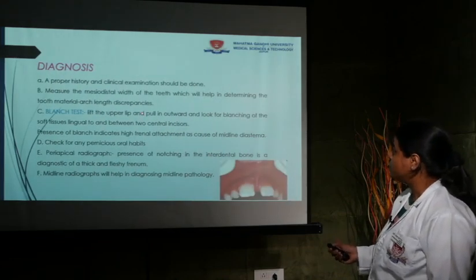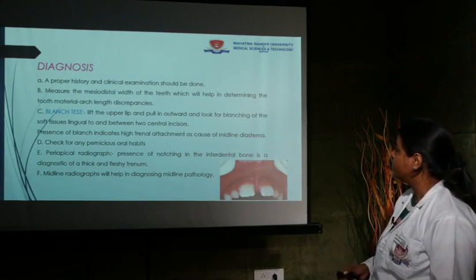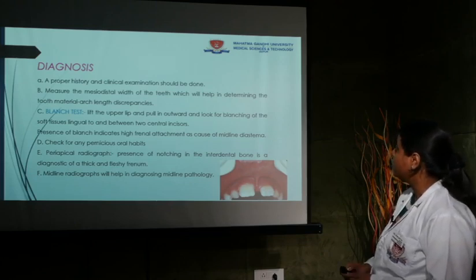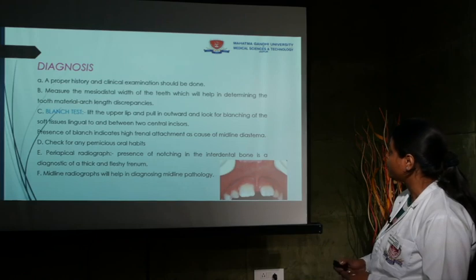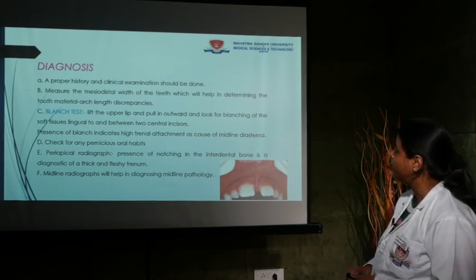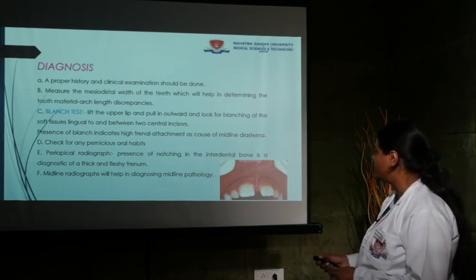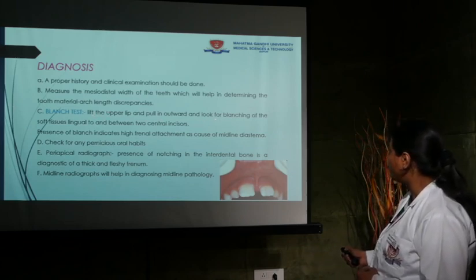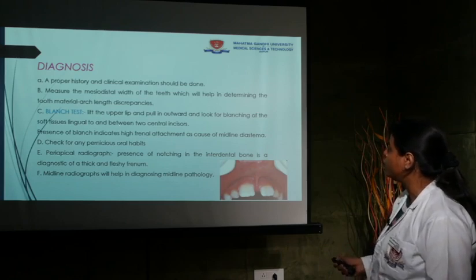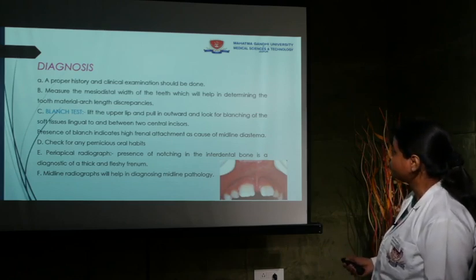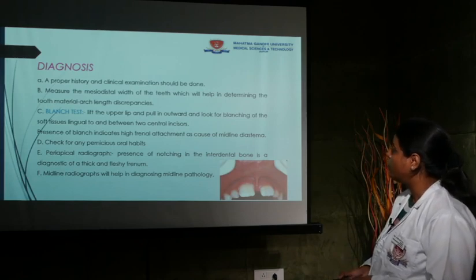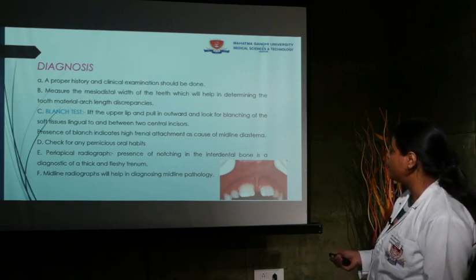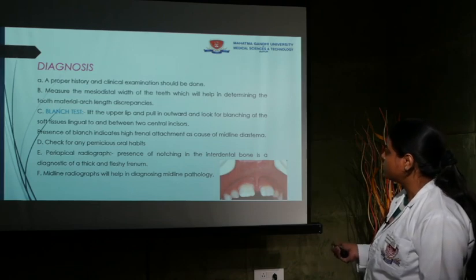So for the diagnosis, a proper history and clinical examination should be done. We will measure the mesiodistal width of each and every tooth and combine them, and tooth material and arch length discrepancy should be determined. Blanch test can be done. Blanch test means we lift the upper lip and pull it outward and look for blanching of the soft tissue lingual to and between the two central incisors. We also check for any abnormal habit, and a periapical radiograph to see if there is any periapical radiolucency or cyst present.